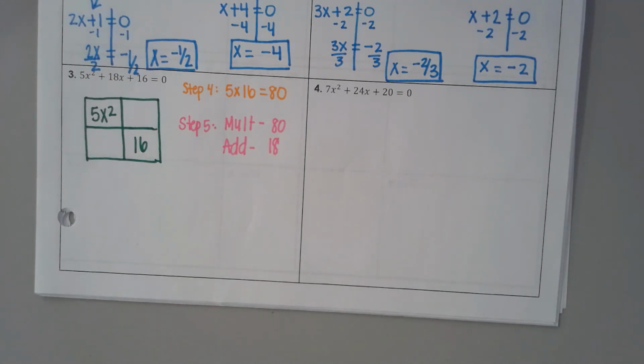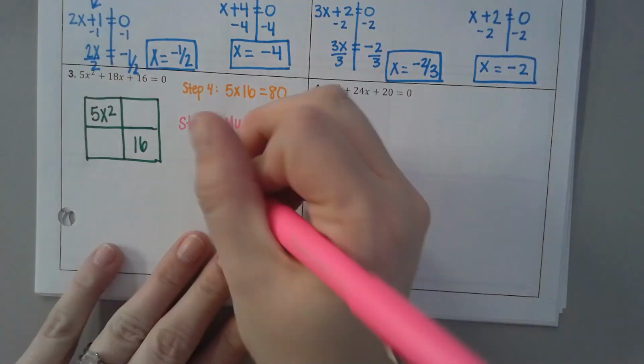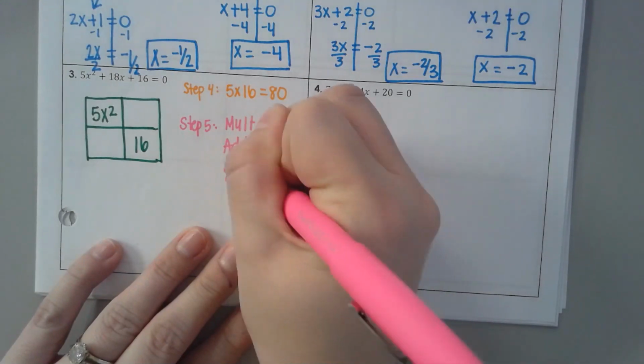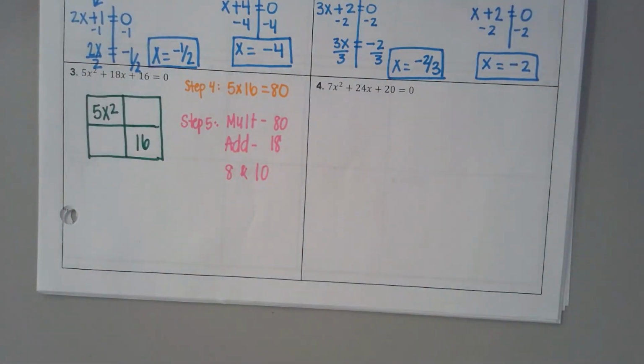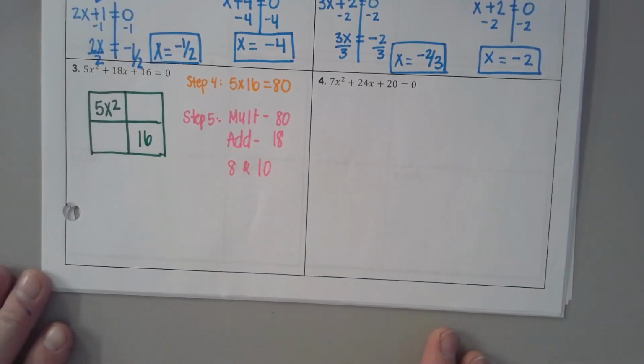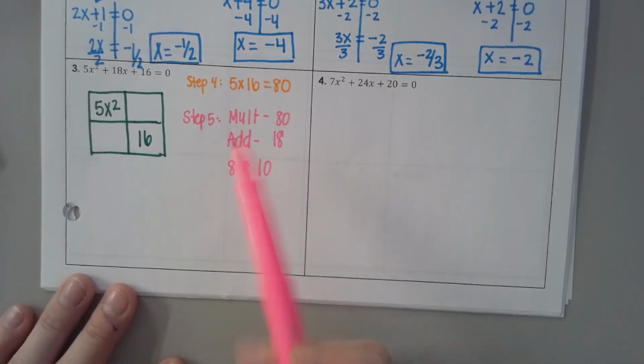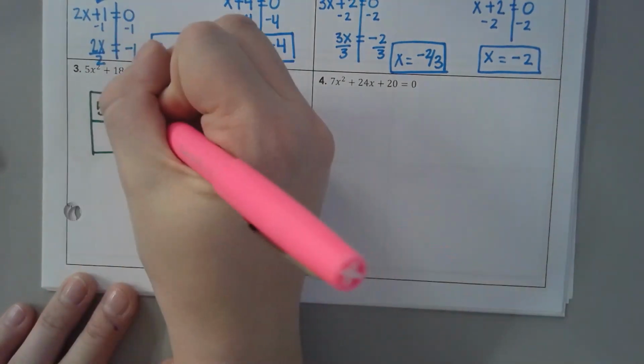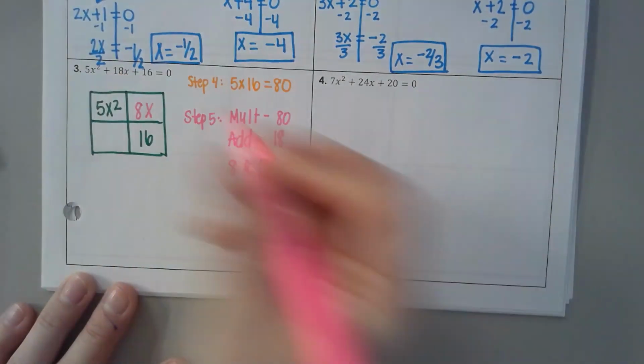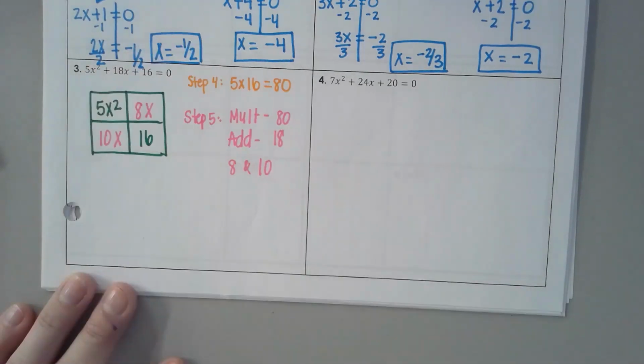2 and 9 multiply to be 18. We want them to multiply to be 80. 8 and 10. 8 times 10 is 80, and 8 plus 10 is 18. Alright, so I'm going to put an 8 and an X, a 10 with an X.